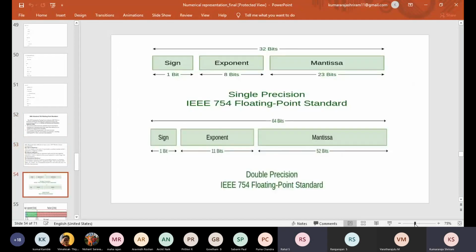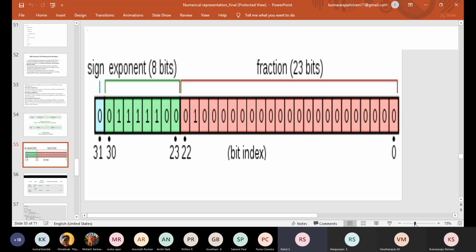So you can see here two different diagrams. One is the single precision floating point standard and the other is double precision. Single precision consists of 32 bits. The first bit is occupied by the sign, the next 8 bits by the exponent, and the last 23 bits by the mantissa. The mantissa is the fractional part, the part which comes after the decimal point. You can count 1 plus 8, 9, plus 23, which is 32.